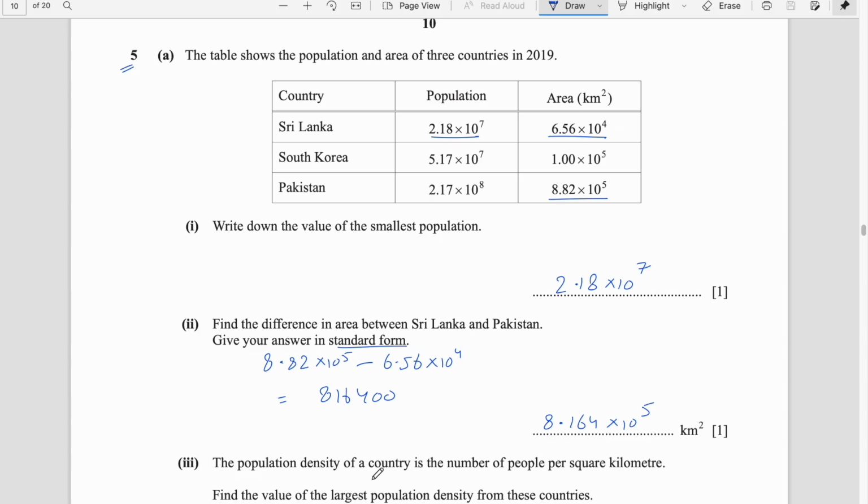Third part says the population density of a country is the number of people per square kilometer. Find the value of the largest population. So just a rough idea, I'm dividing these values.